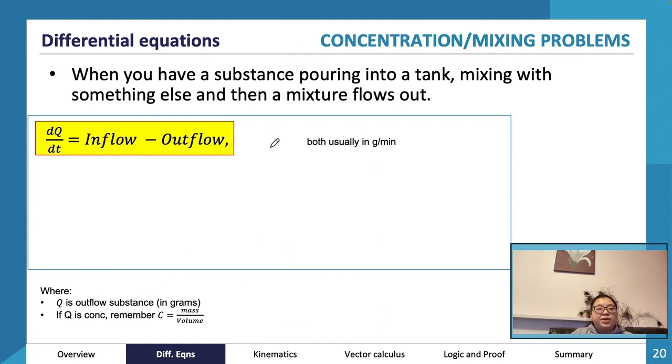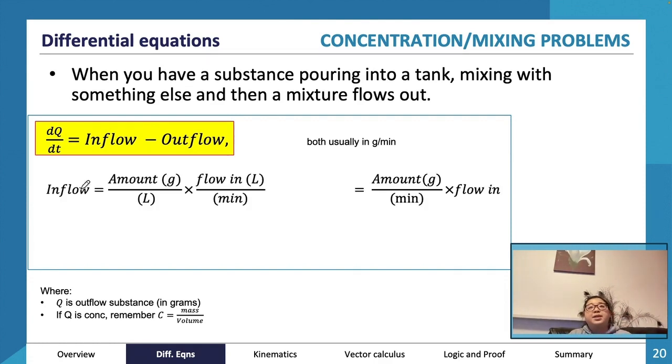Alright, cool. So this is often the trickiest type of question. It's about the concentration of mixing problems. It's often this type of question where you have a mixture being poured in and that mixture is flowing out as well. So you need to figure out the inflow and the outflow amount.